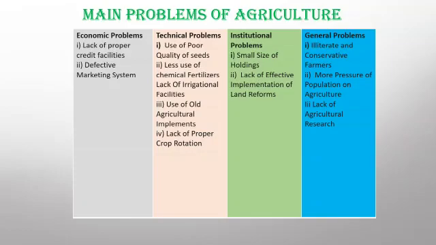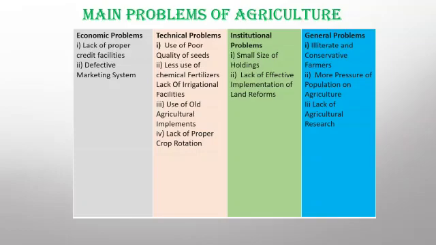Another one is less use of chemical fertilizers. Indian farmers still believe in old techniques of agriculture. Adequate fertilizers are needed for advanced agriculture. There is lack of proper and sufficient fertilizers. Chemical fertilizers are again very costly, and poor farmers cannot afford to buy them.